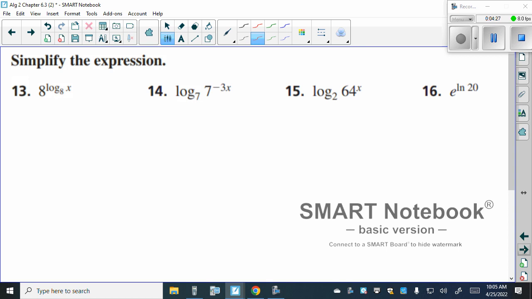So let's go on and simplify these here. 8 to the log base 8 of x would be x. The next one is log base 7 of 7 to the negative 3x, which is negative 3x.